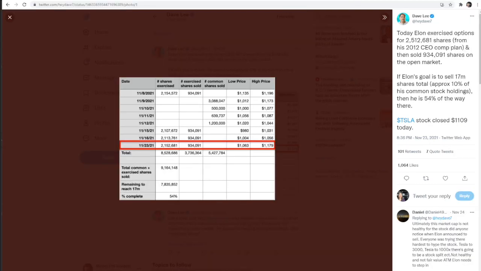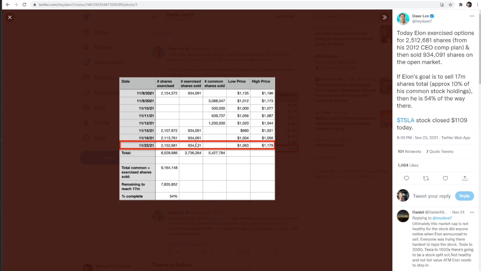Here's Dave Lee's tweet. I'm borrowing his spreadsheet to show that Elon sold another 940,000 shares as of Tuesday, the 23rd. He did not sell anything on the 22nd, but he sold almost 1 million shares as of the 23rd. With that, he has completed 54% of the original 17 million shares that he pledged to sell. The remaining shares to sell would be about 7.8 million shares.